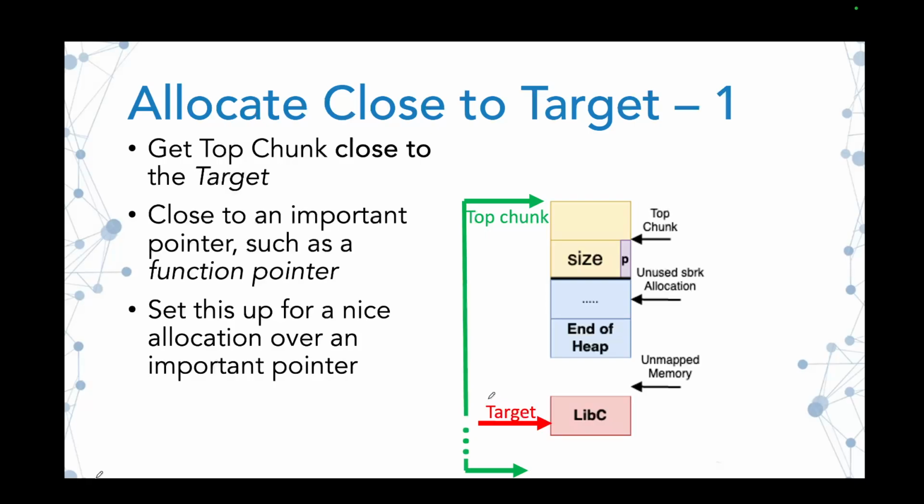So the next part of this is allocating it close to the target. So again, if our target is in libc, our goal is to move this top chunk needle downwards to be close to our target.